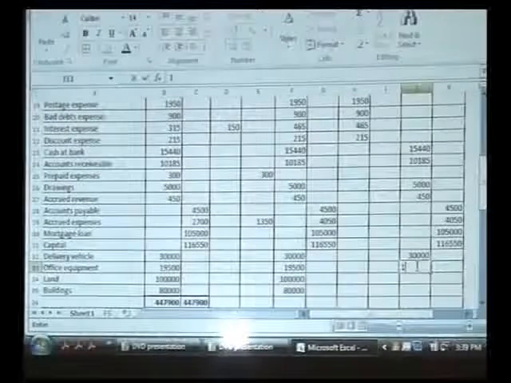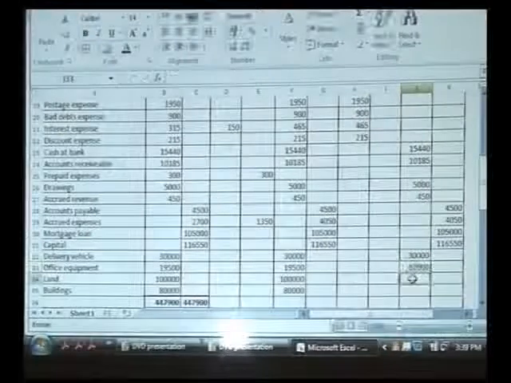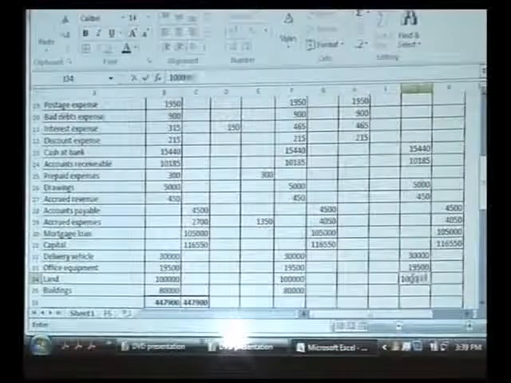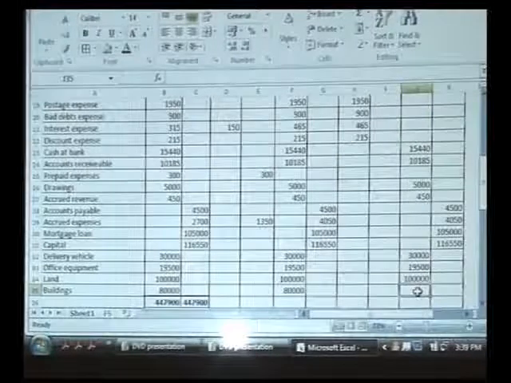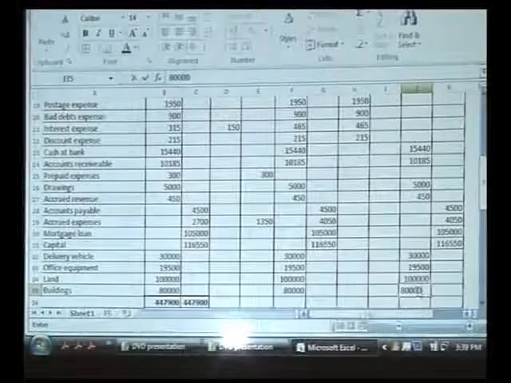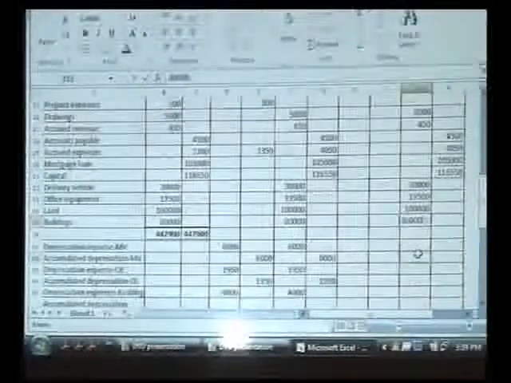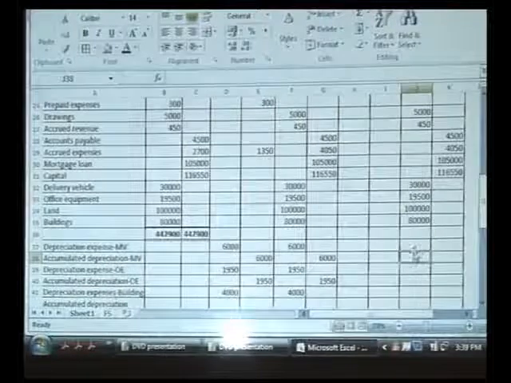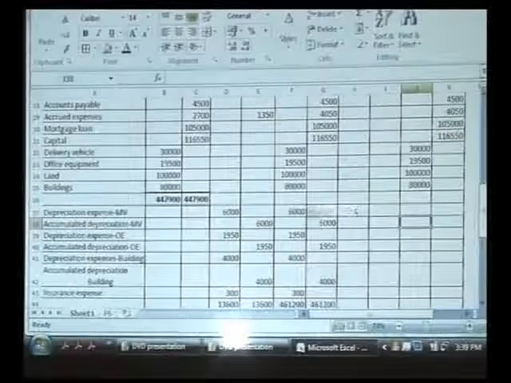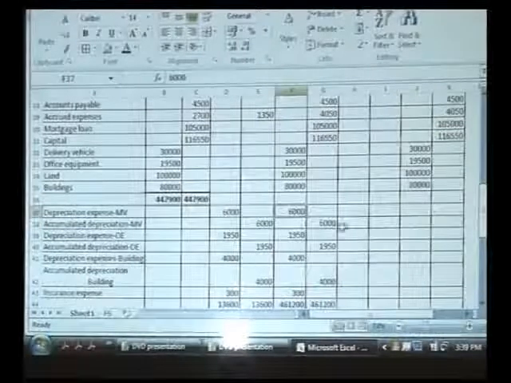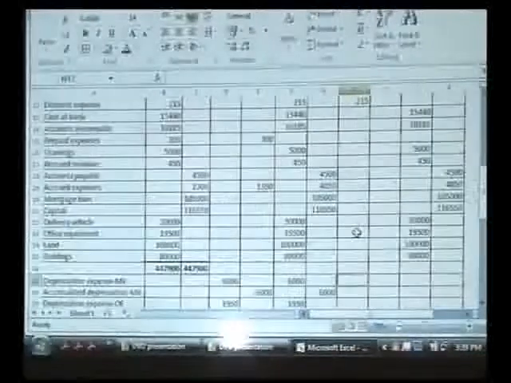Assets, all these are assets, 19,500 asset. Land 100,000. Debit 80,000. Debit. And here expense, depreciation expense. Income statement, debit.